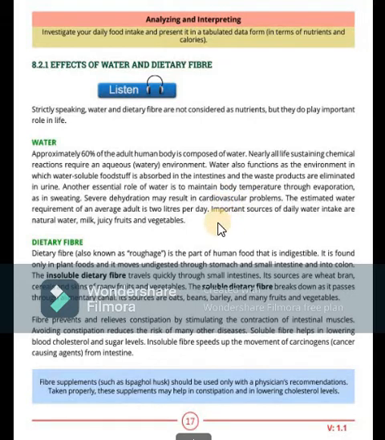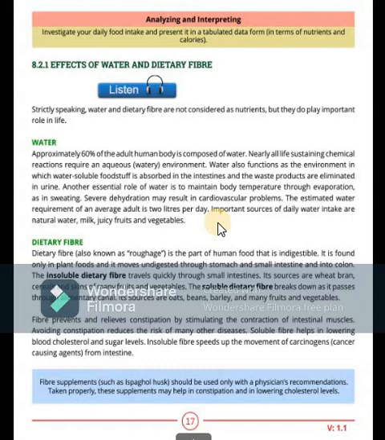The estimated water requirement of an average adult is 2 liters per day. So important sources of daily water intake are natural water, milk, juicy fruits, and vegetables. The other thing is dietary fibers. Dietary fibers are of two types: insoluble dietary fiber and soluble dietary fiber. Dietary fiber is the part of our food that is not digestible. Its indigestibility helps the food pass easily through the small intestine.